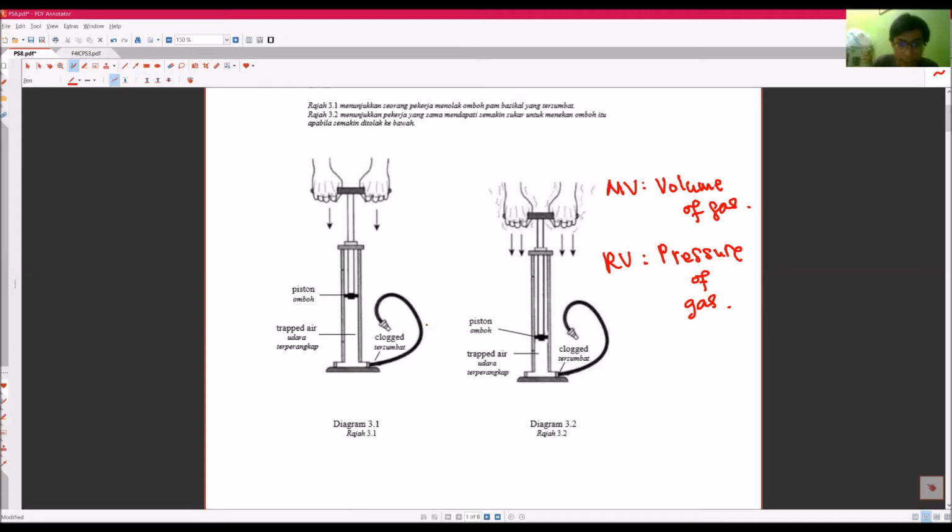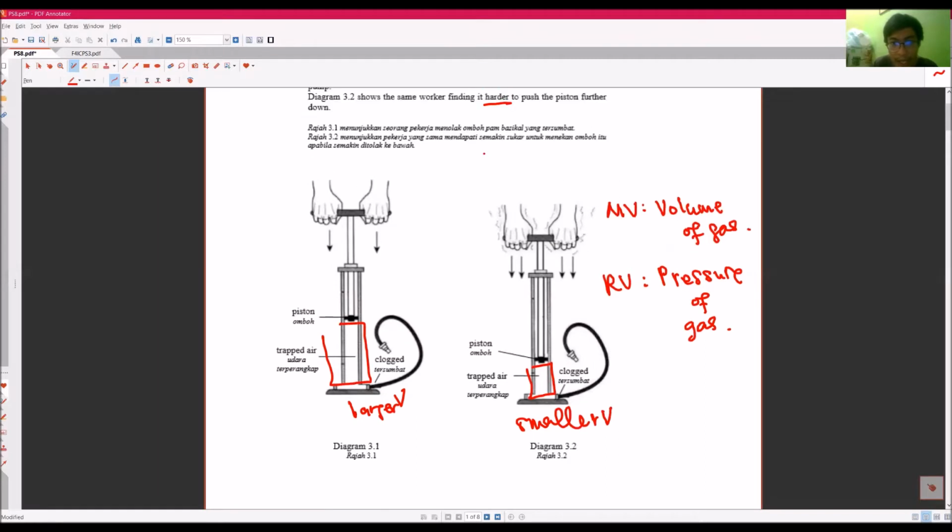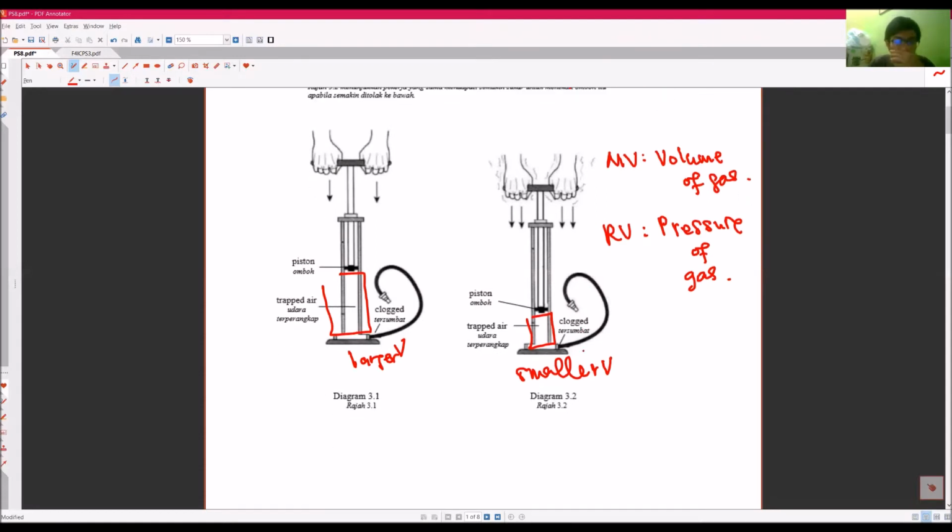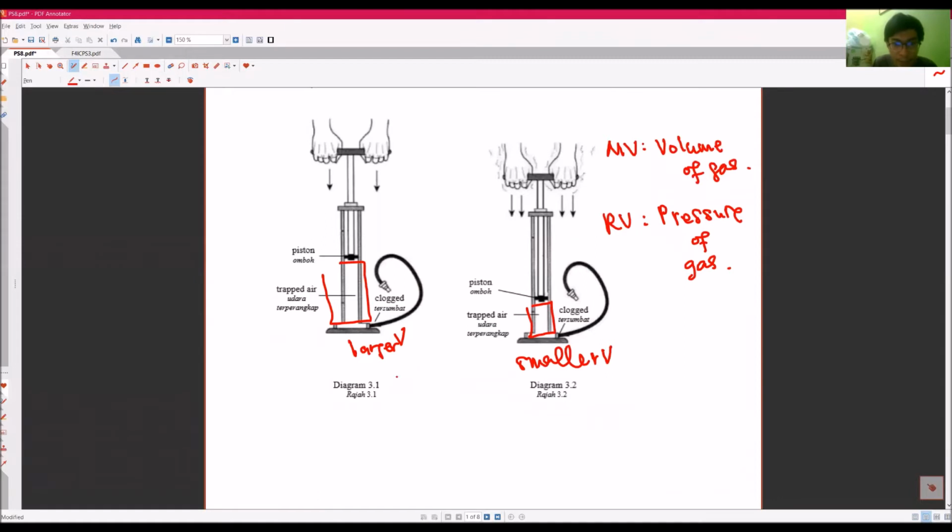Basically the pictures have a larger volume here and then a smaller volume. Larger volume, smaller volume, but the question said harder, so harder in terms of pressure. Okay, so this is basically Boyle's law.